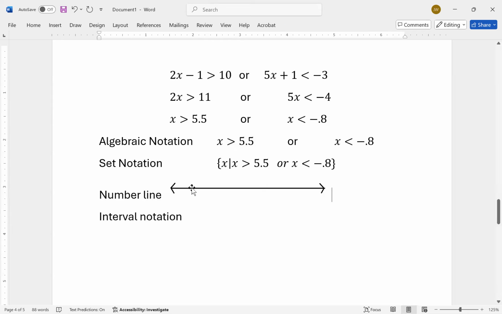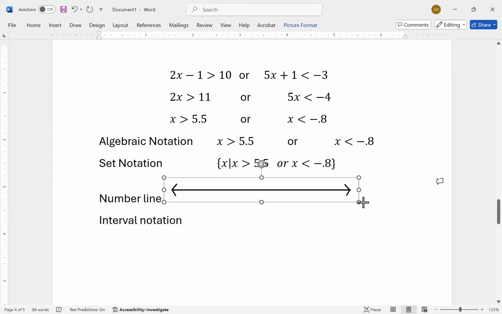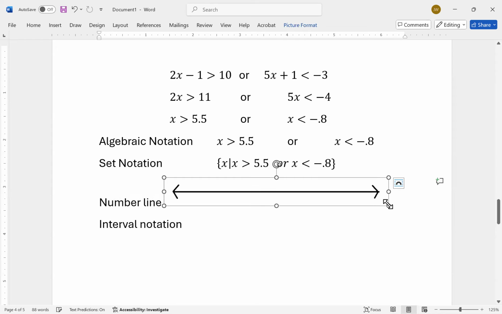Now, I want you to understand what's happening on this number line. I'll make it a little bit bigger than I usually do.